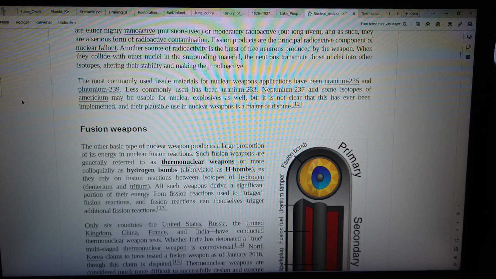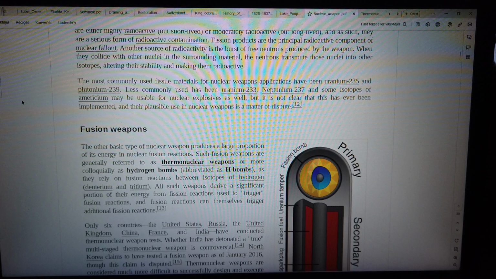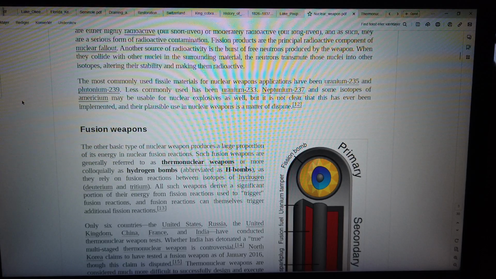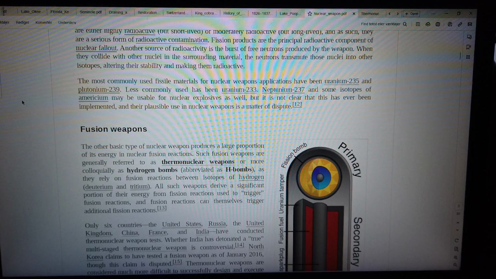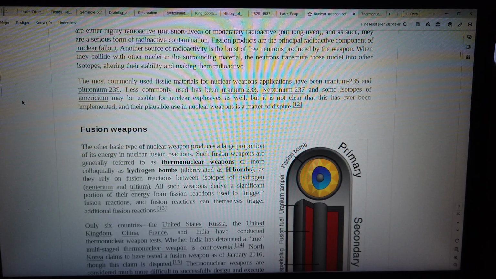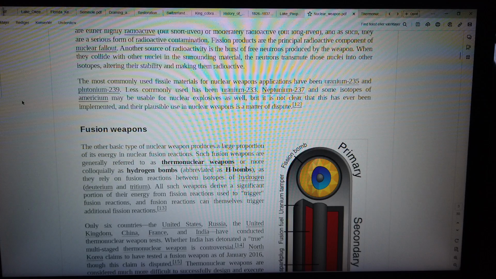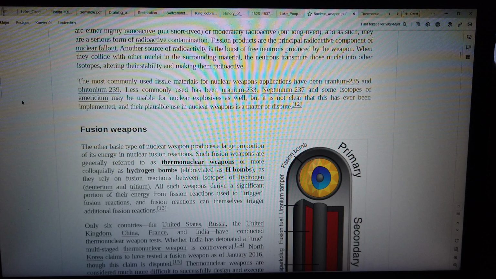The most commonly used fissile materials for nuclear weapons applications have been uranium-235 and plutonium-239. Less commonly used has been uranium-233. Neptunium-237 and some isotopes of americium may be usable for nuclear explosives as well, but it is not clear that this has ever been implemented, and their plausible use in nuclear weapons is a matter of dispute.